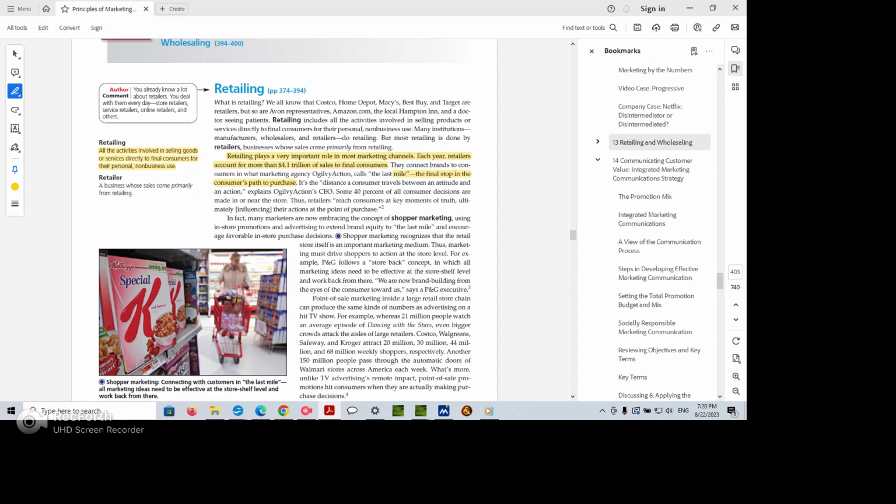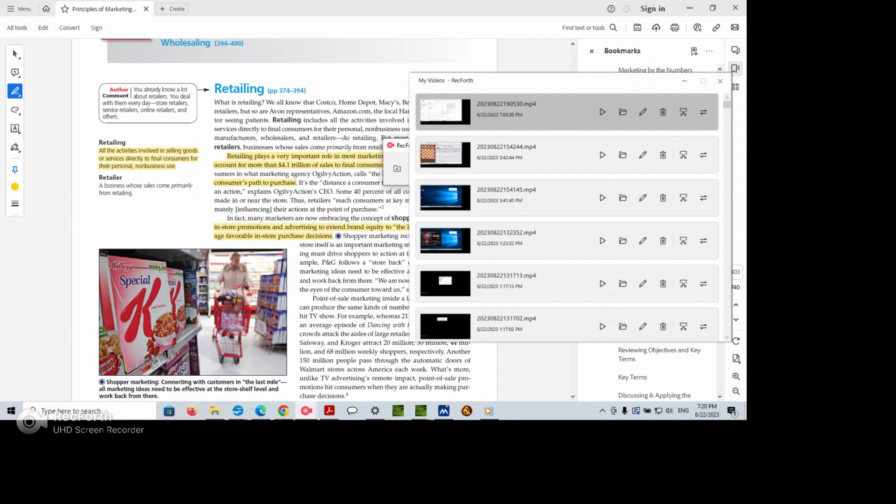In fact, many marketers are now embracing the concept of shopper marketing. That is, using in-store promotions and advertising to extend brand equity to the last mile. And encourages favorable in-store decisions.